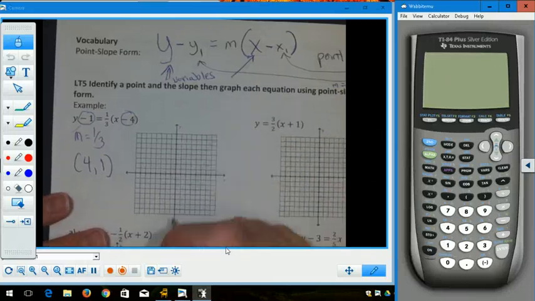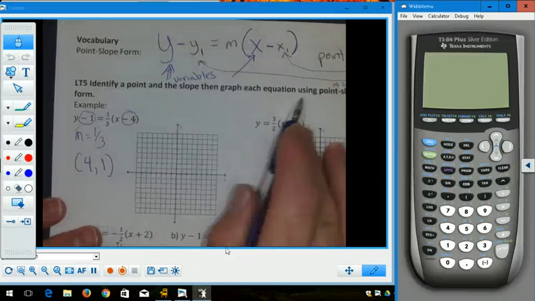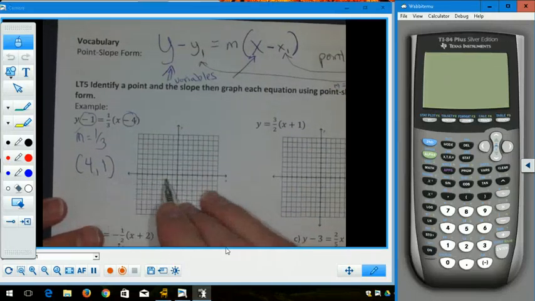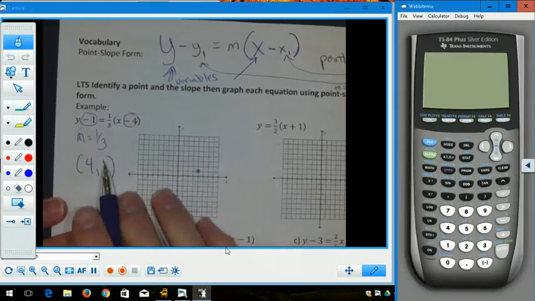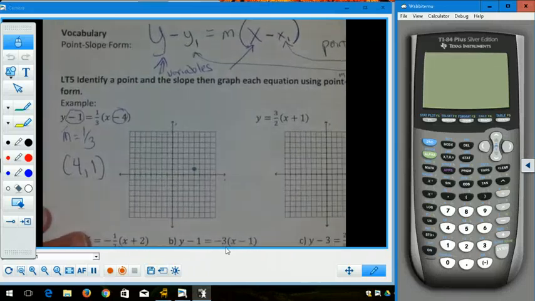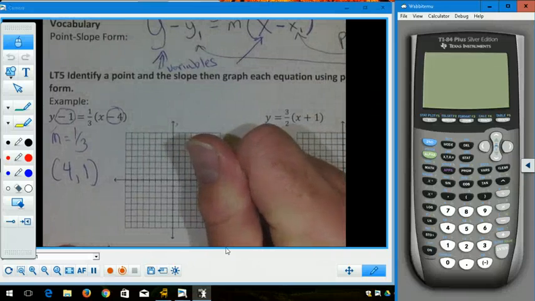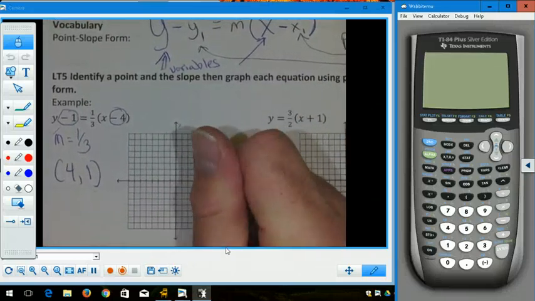All right, so now we're actually going to start to graph this. It doesn't say to write in slope-intercept form yet. We'll get to that in a little bit. It says to plot this, so we've got (4, 1) as our first point. Then I'm just going to follow the slope to get my next points. I'm going to go up 1 and right 3. Up 1, right 3.